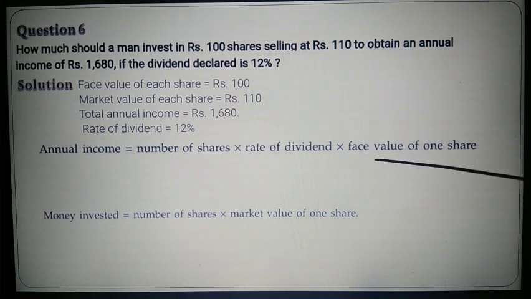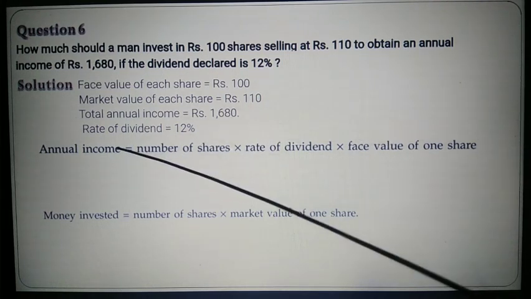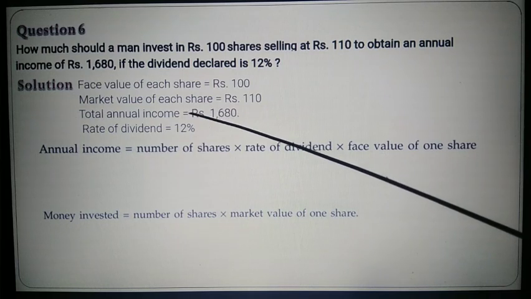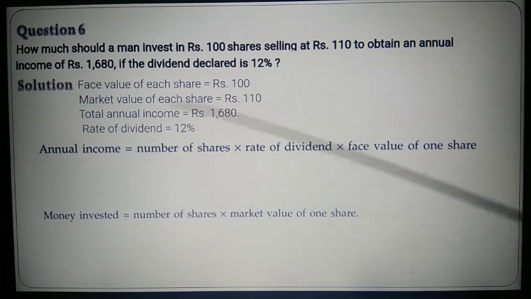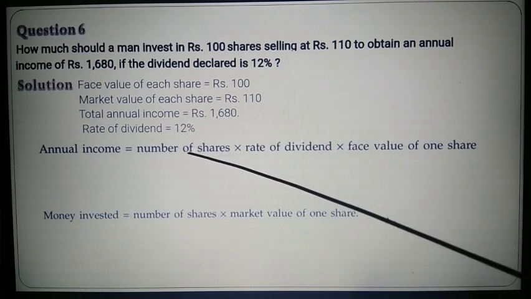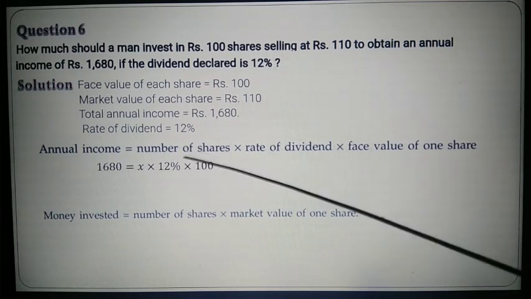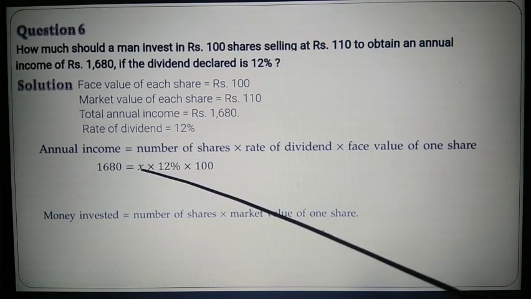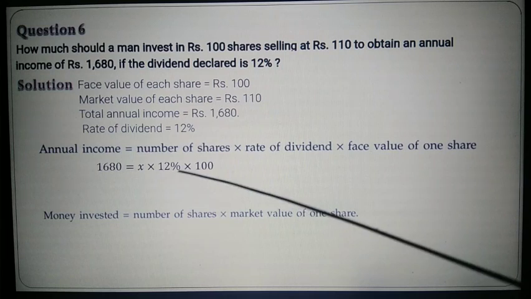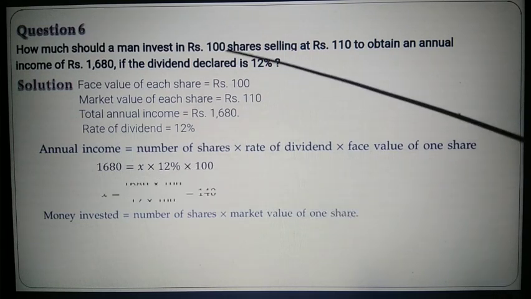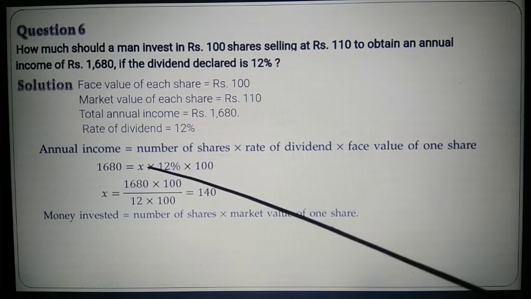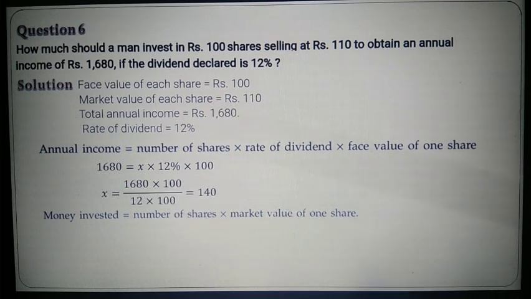To calculate the number of shares, let us see: rate of dividend given? Yes. Face value given? Yes. Annual income, is it given? Yes, this is also given. So we'll put the value of annual income to be this much. Number of shares, we'll take this to be X. Rate of dividend is given to be 12%, and face value is given to be 100. So this percentage can be written as 1 by 100. After cross multiplication, I'll get the value X to be 140. So X, that is the number of shares, is also available with us.